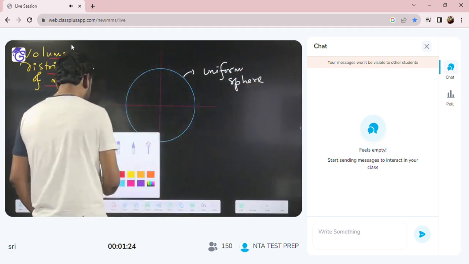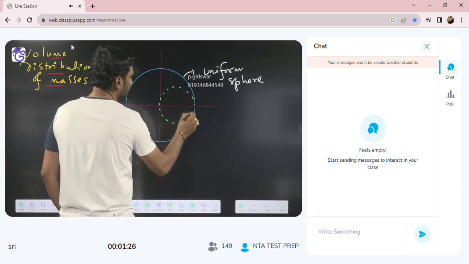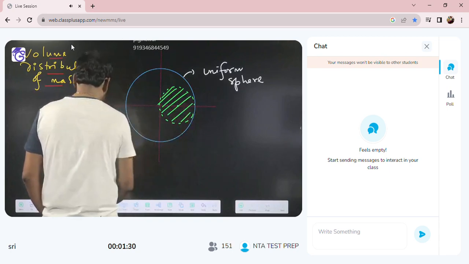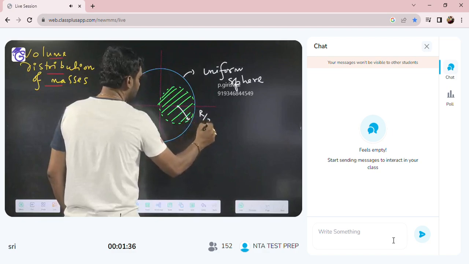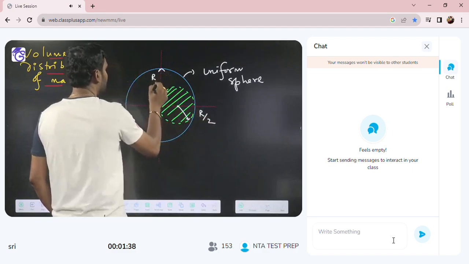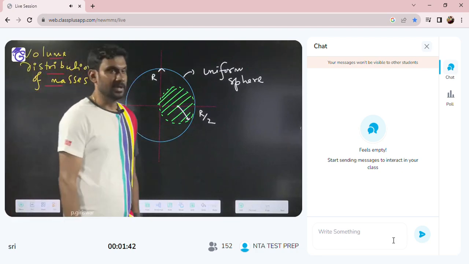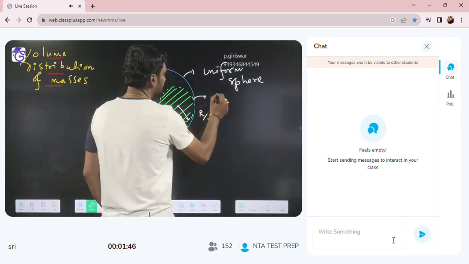Now from this uniform sphere, we are just removing this portion. Another small sphere of radius R by 2 is removed. This is radius R. All right, fine, okay? Right? So now this is removed.